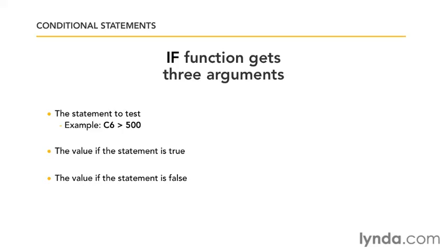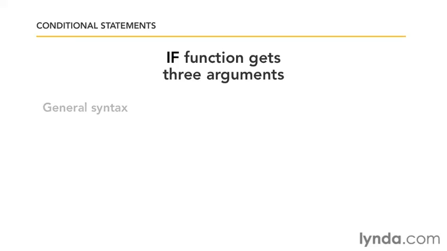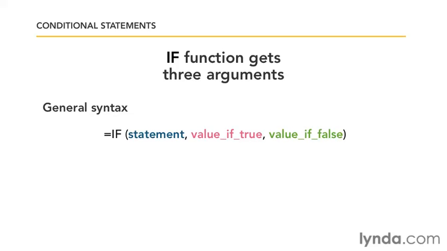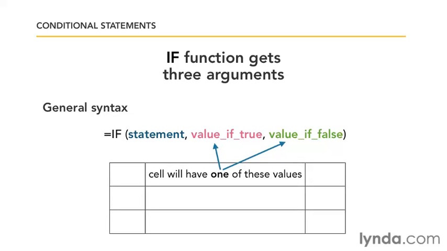and it'll output another value if that statement is false. So the general syntax of the IF function is equals IF, and then you make the statement, and then you have the value if true, and then you have the value if false. You'll notice that these 3 arguments are separated with commas. And that's really all there is to it. So let's take a look.